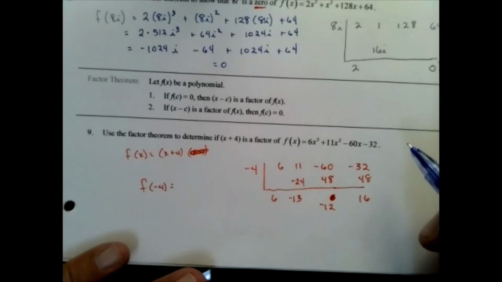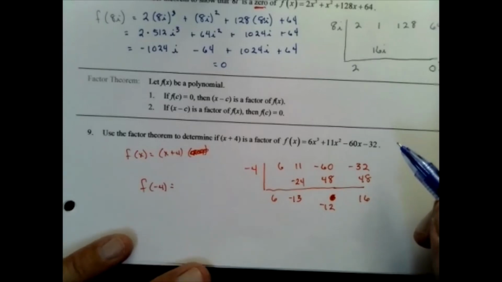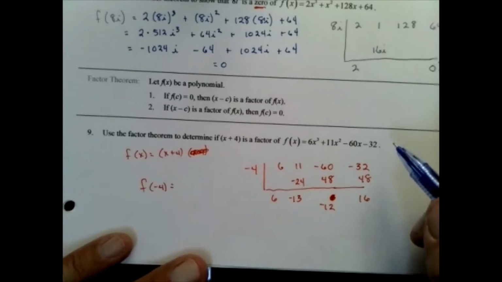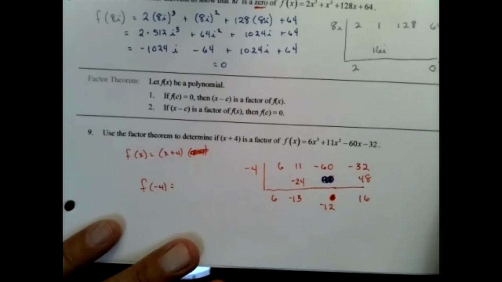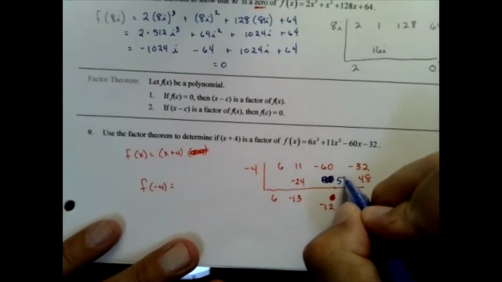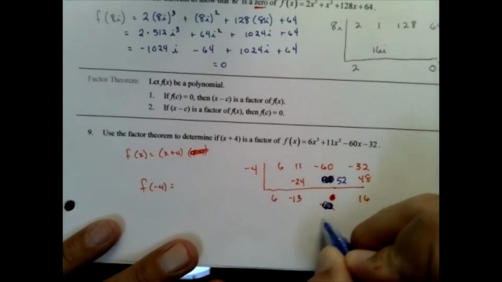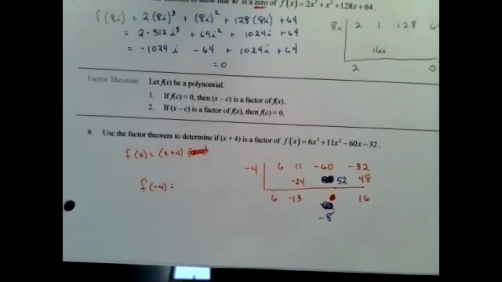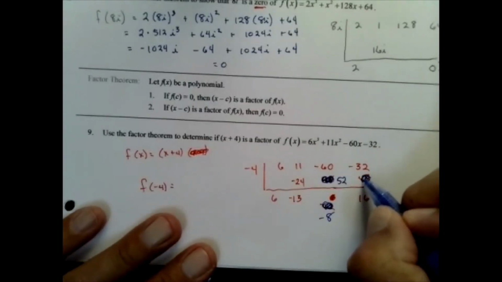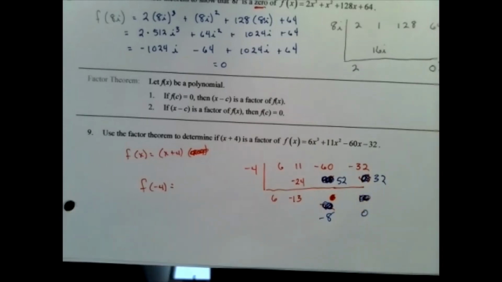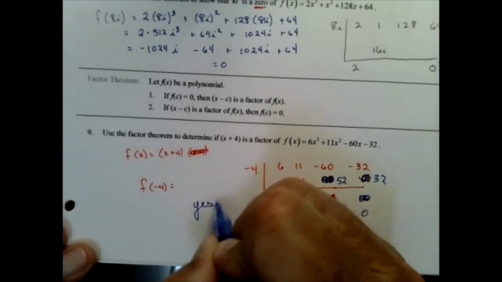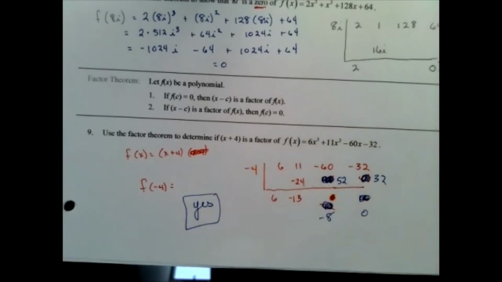Tell me where my mistake is. This is half the fun sometimes too. Find the mistake. Is it 4 times -13? What do you get? Yeah, 4, 13, 52. It's 52, which makes this -8, which makes this 32, and boom, I do get a 0. So yes, the answer to the question is yes, it is a factor.